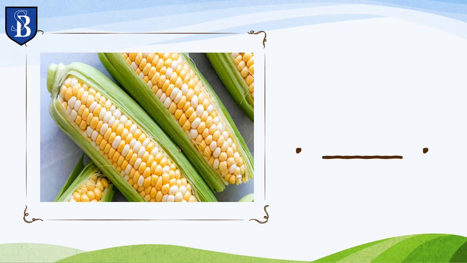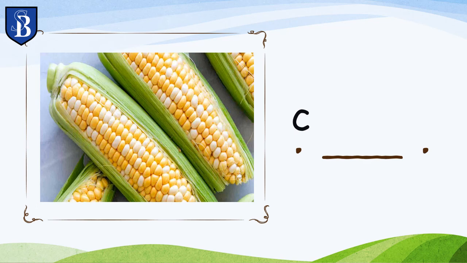What can you see in this picture? That's right, it's corn. Can you try writing the word corn? We can see that we're going to need 4 letters. There are 2 sound buttons and then the line for the digraph OR. Let's see if you were correct.